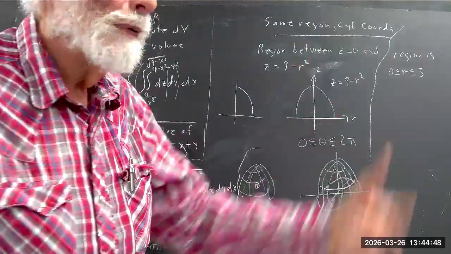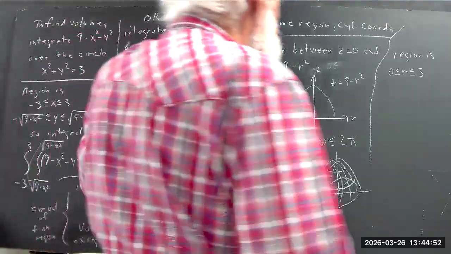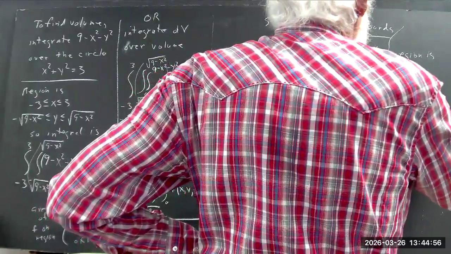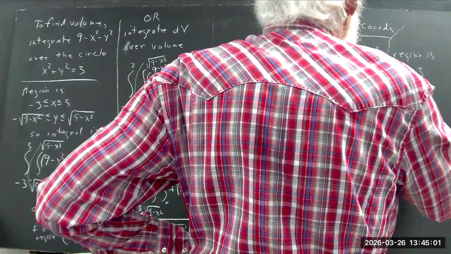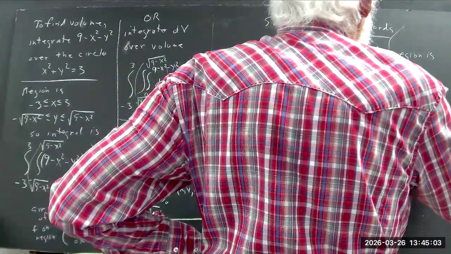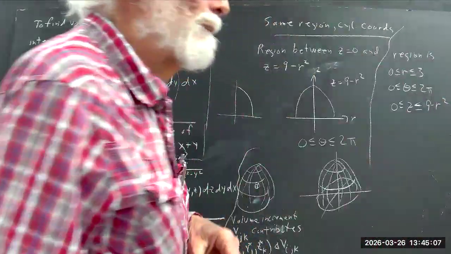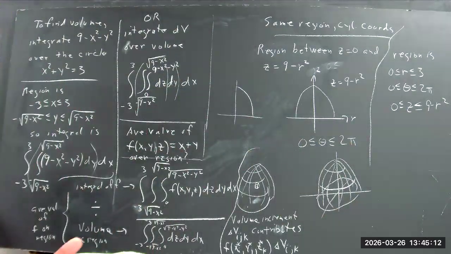We get the paraboloid twice. Well, this is what we're doing: 0 ≤ r ≤ 3, 0 ≤ θ ≤ 2π, and 0 ≤ z ≤ 9 − r². That's a much simpler region than the one we had before.